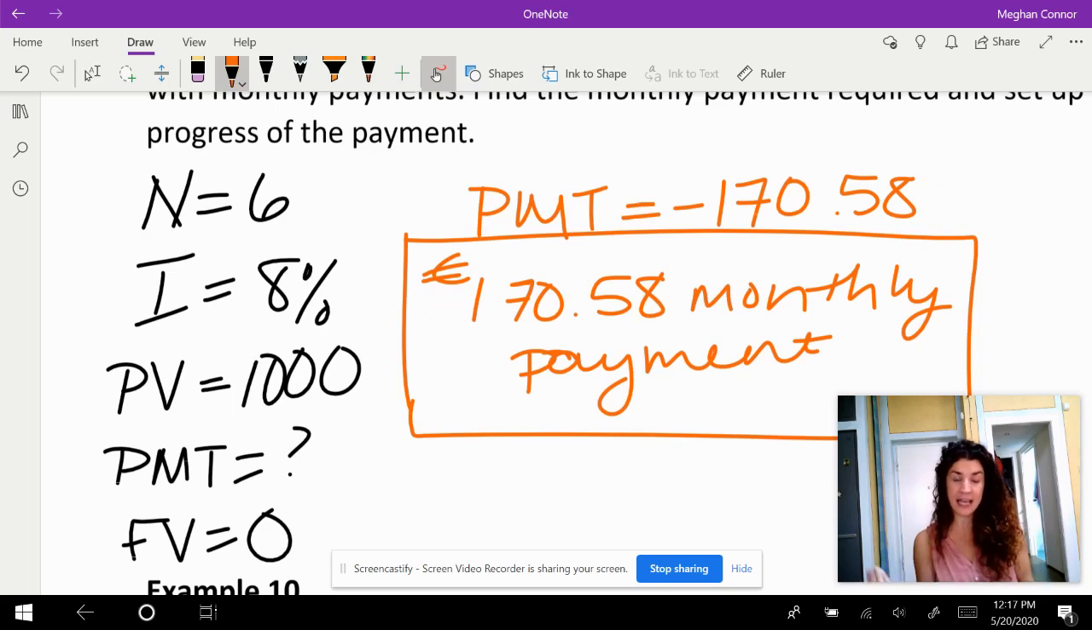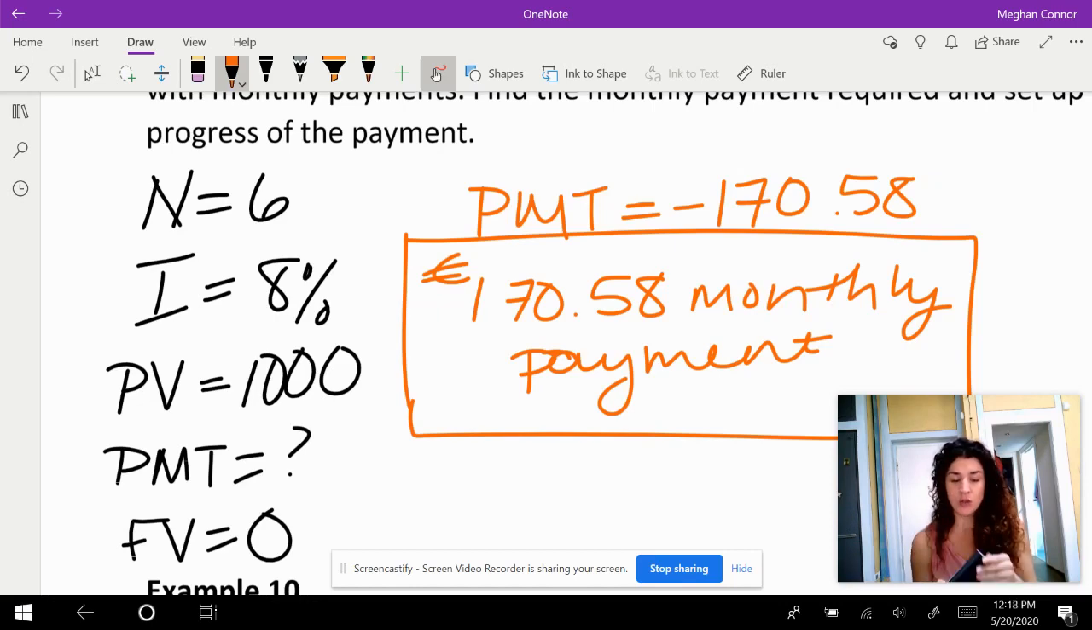At the end of the 6 months, the 1,000 euro that I borrowed, I end up paying back 1,023 euro, which means I end up paying about 23 euro in interest. Now, 6 months is a very short time for a turnaround for a payment.